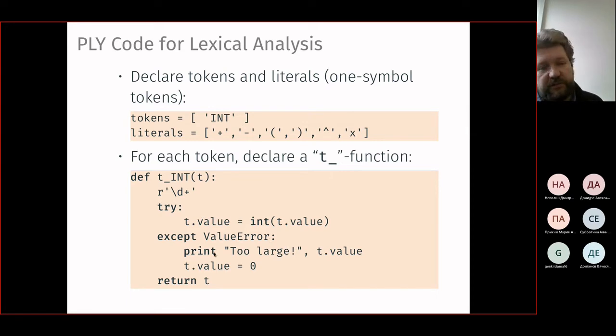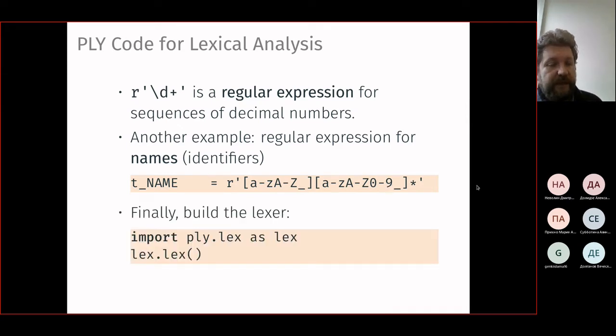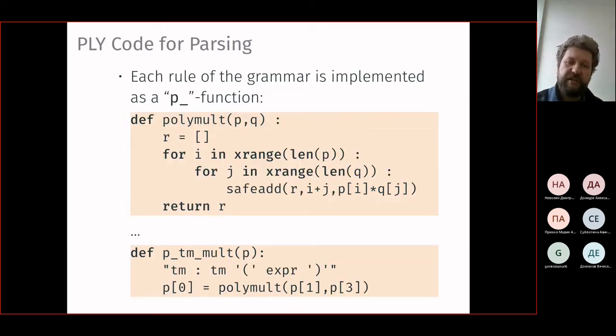If there is something erroneous, probably it's too large and cannot be translated, we just throw an exception and return 0. So this is the regular expression. Another, for example, for names, we have the following regular expression. The first should be alphanumeric or the underscore, and here we're allowed also to have integers or digits. And then we build the Lex. So we import ply.lex as lex, to import this library, and then we run the lex, and it will build all these finite automata for lexical analysis absolutely automatically. We don't need to go inside.